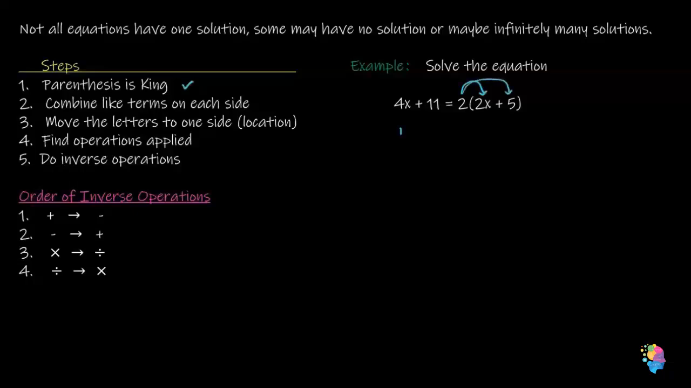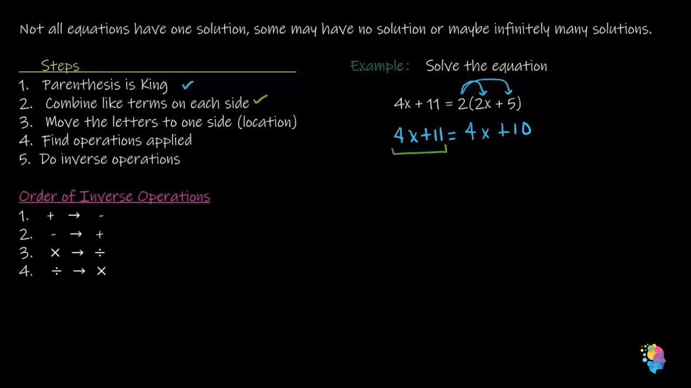So from left to right, I have 4x plus 11 is equal to, well, 2 times 2 is 4, bring down the variable, and 2 times 5 is 10. So next thing is to see if there are any like terms. So combine like terms. On the left side, I don't have any like terms.